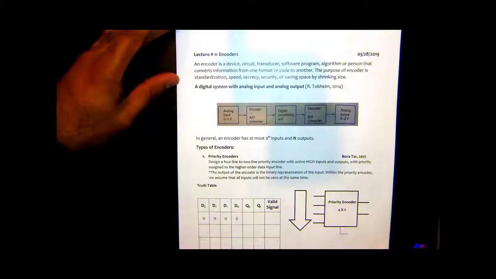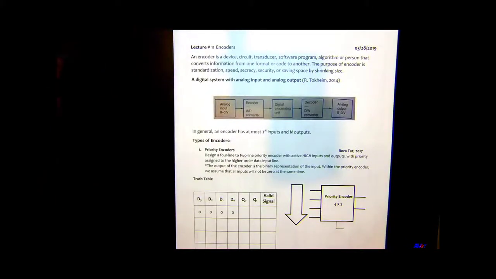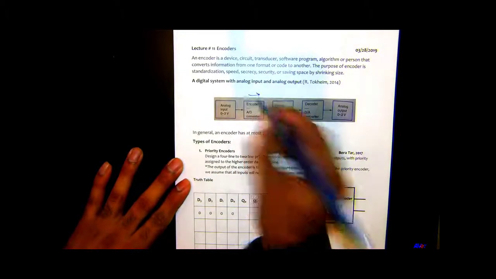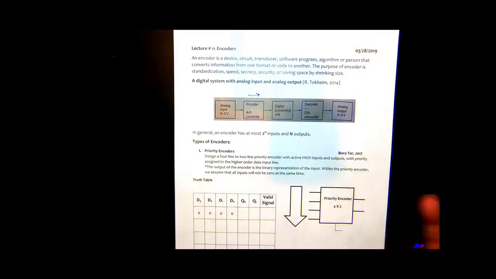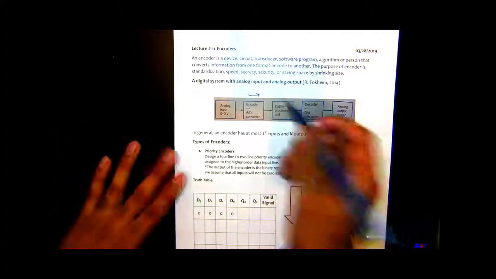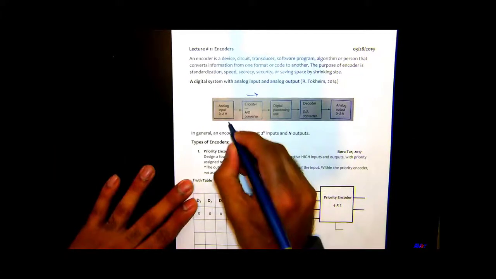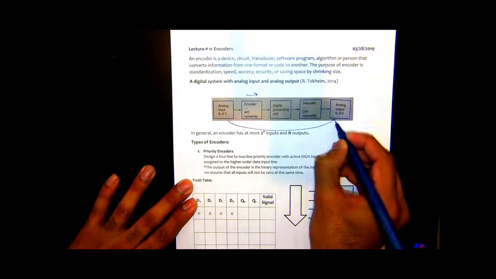Okay, so I've got a little bit more theory here. An encoder is a device, also known as a transducer, a software program or algorithm, or a person that converts information from one format or code to another. The purpose is standardization, speed, secrecy, security, or saving space by shrinking size. And again, you have this encoder here that encodes the data. It goes into the processing unit, which makes a decision based on the information it gets, decodes it, and then transfers it to the analog. So this information is exactly what it is over here.